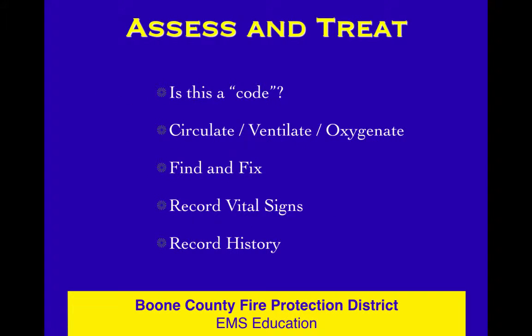And you would use your assessment and treatment 5-step plan. Are we coding this guy? If he talks to us, we're not coding him right now. So we're going to check with circulation, ventilation, oxygenation. If he's breathing less than 8 or more than 28, we're going to ventilate. We're going to look to provide some oxygen to get his pulse oximetry in the 94 to 99 range, unless he has lung disease. We'll talk more about that later. We're going to work on peripheral pulses. We're going to do a rapid exam where we find and fix things that are wrong.